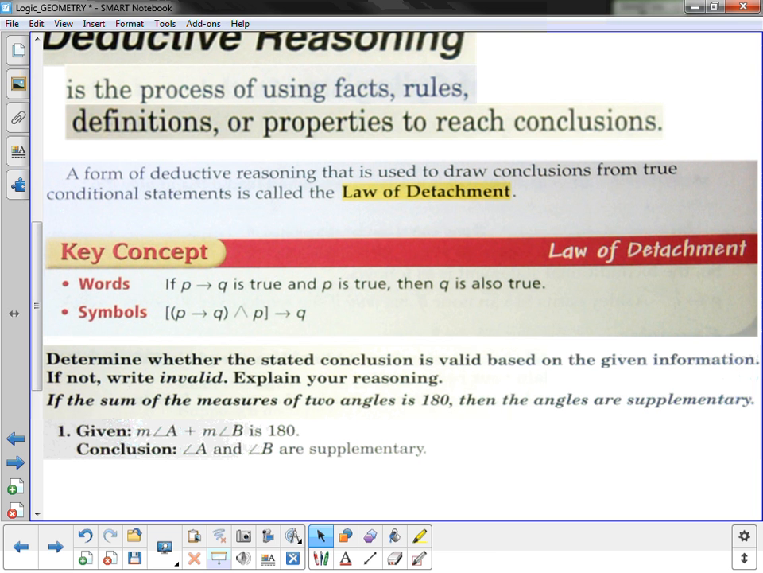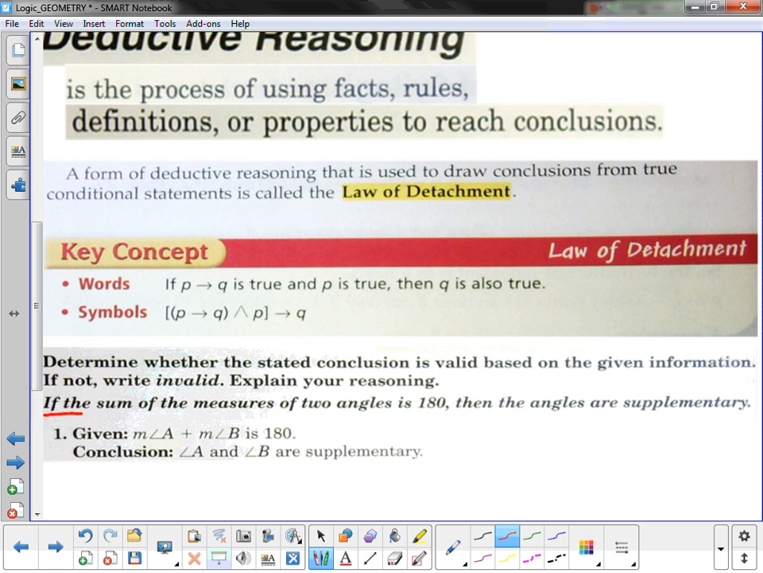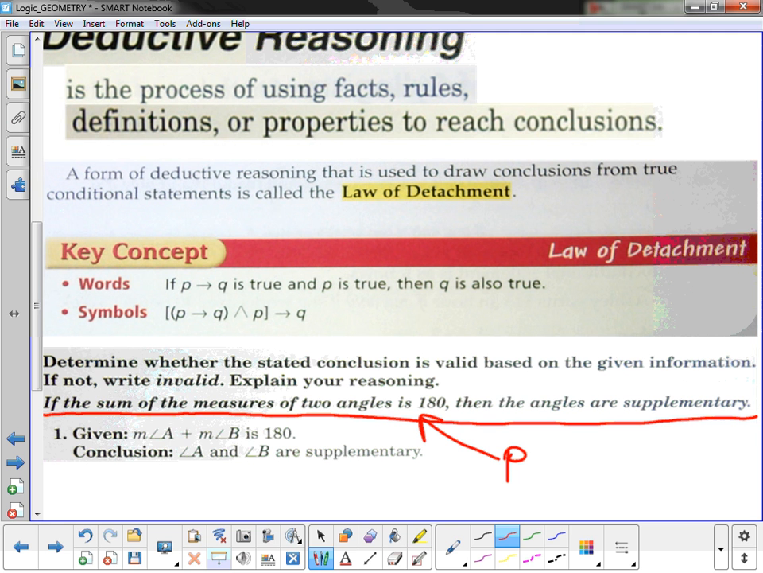So we are given a sentence here. Almost missed that sentence altogether. Our if-then statement is right here. If the sum of the measures of two angles is 180, then the angles are supplementary. That is our if-then statement. That is our P implies Q. So the P is the sum of the measures of two angles is 180. That's our hypothesis. We're implying our Q, our conclusion: then the angles are supplementary.